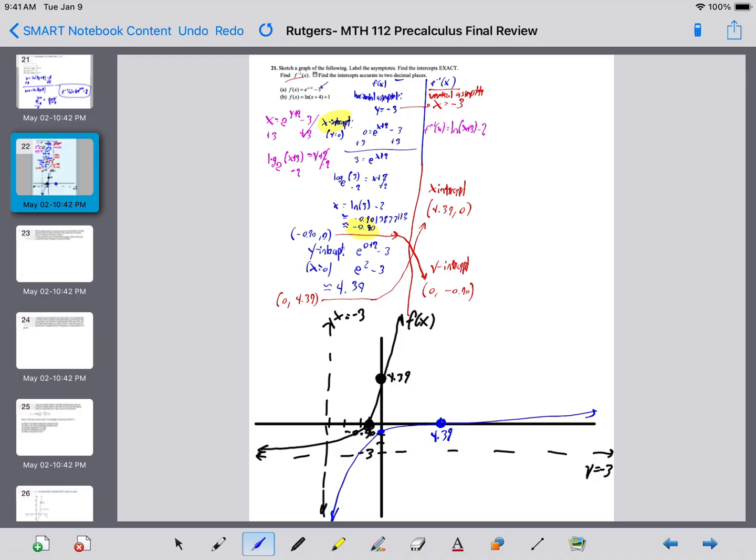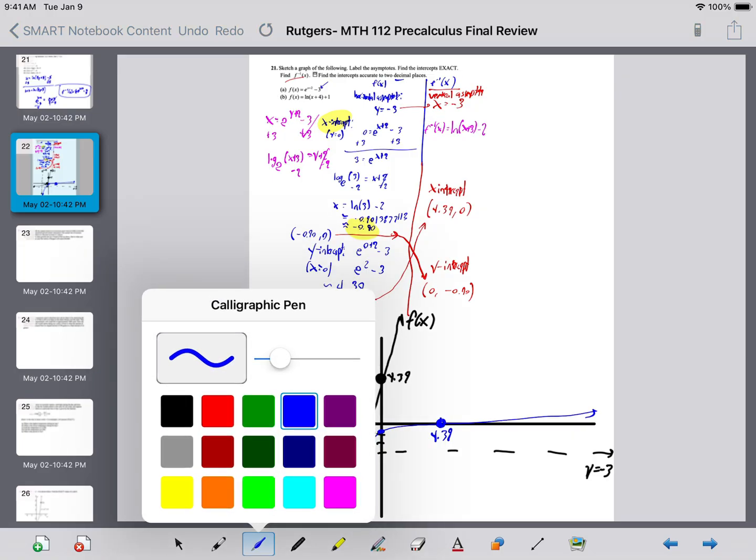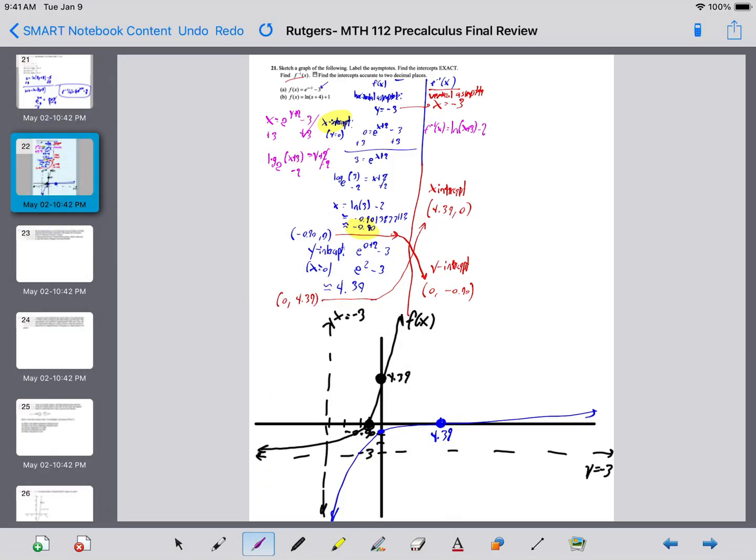So remember, to find the inverse, you switched x and y. All an inverse function is, is a reflection over the line y equals x, because you're switching your x and y. So this is your inverse. The inverse of a log is an exponential. The inverse of an exponential is a log.